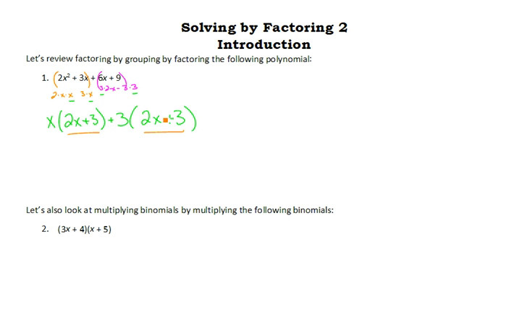Now we are looking at the binomial they have in common. They have a 2x plus 3 binomial, and we are multiplying that by the factors that were left over. So that factored is this. Why do we do that? Because then, if need be, we can set this equal to 0 and figure out what values of x will make that equal to 0.